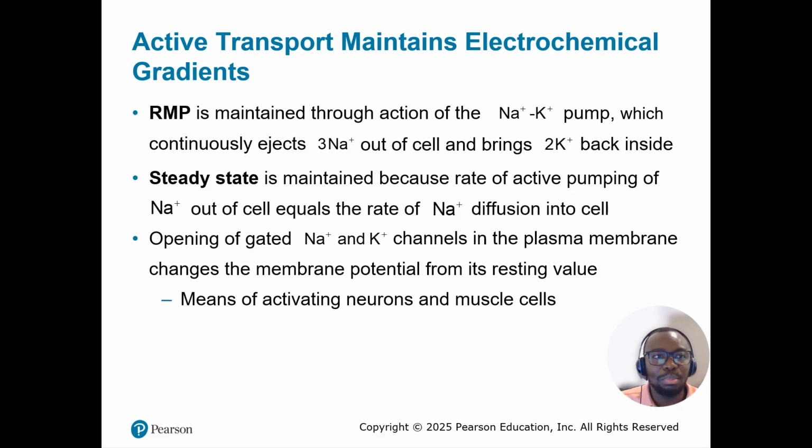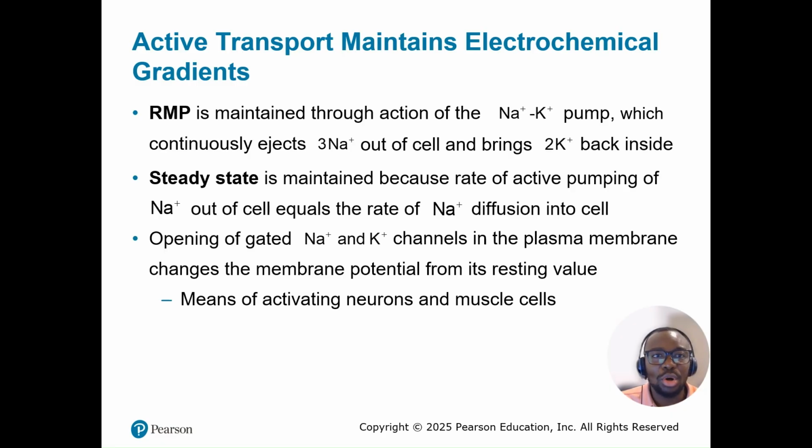The sodium-potassium pump actively pumps 3 sodium ions out of the cell and pumps back 2 potassium ions into the cell. The sodium-potassium pump maintains both the concentration of ions and charge distribution across the membrane. This makes up the electrochemical gradient across the membrane.